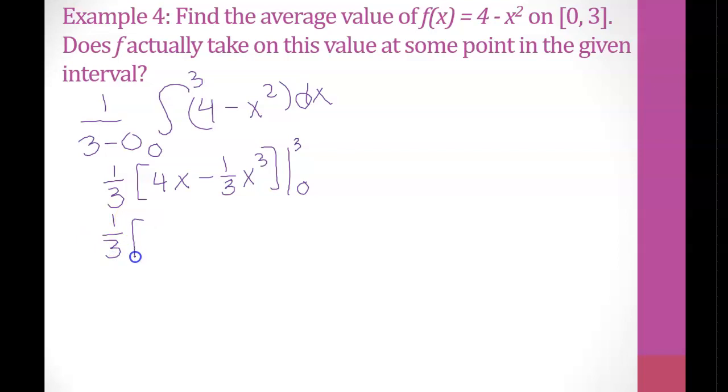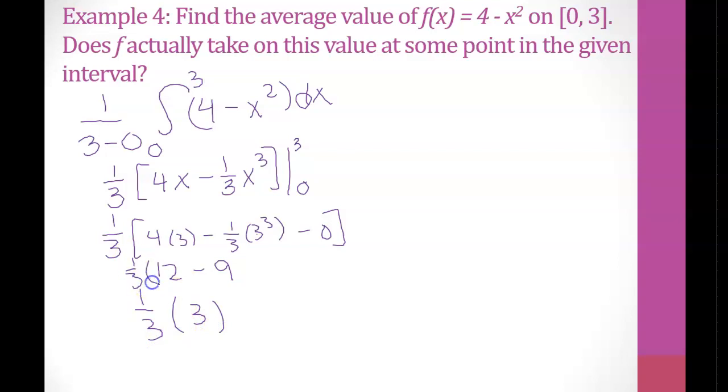One-third, 4 times 3 minus 1/3, 3 cubed minus 0. So 12. 3 cubed is 27. 27 divided by 3 is 9. 12 minus 9 is 3 times 1/3, and we get 1. So what that means is the average value of the function is 1.